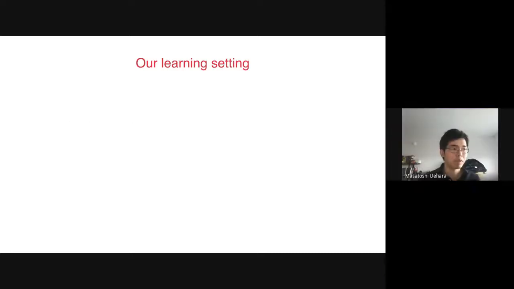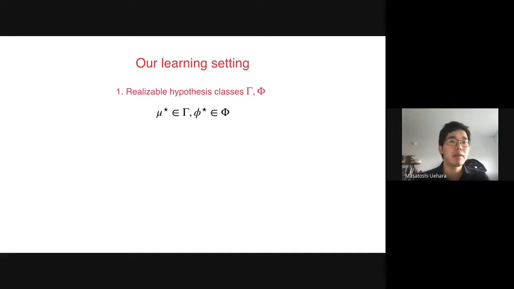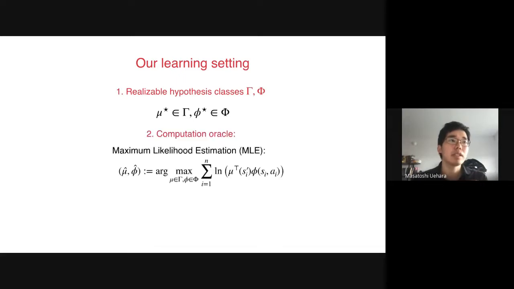Now, I'm going to talk about our contribution, LepUCB. Here is our assumption. We assume we have realizable hypothesis classes. So they call mu-star and phi-star the true features, and the classes Upsilon and Phi include these true features. This is the first assumption. And the second assumption is we have a computational oracle.